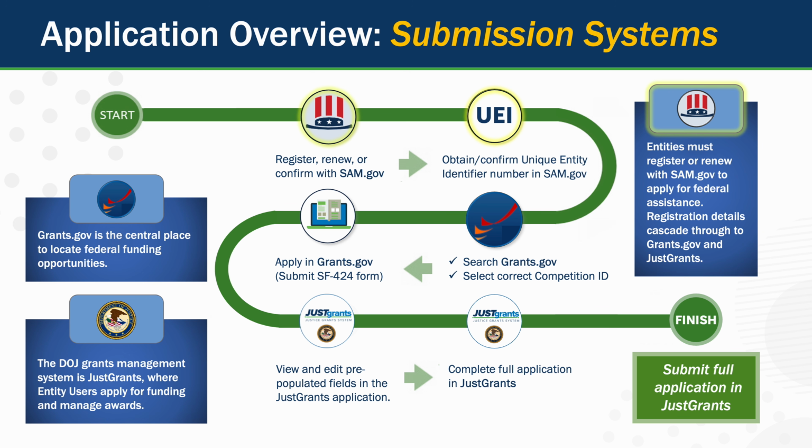For individual entities, initial entity onboarding bypasses SAM.gov. All entities will need to complete the first step of the application process by applying in Grants.gov. For entities that are new to JustGrants, this will trigger the initial entity onboarding process. Existing entities will be able to quickly move along to the JustGrants step. In this video, we will walk through each of these processes.